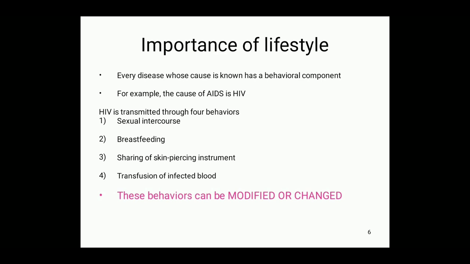And there are four behaviors that have been identified as a means through which HIV is transmitted from one person to the other. The first one is sexual behavior. The second one is breastfeeding. The third one is sharing skin piercing instruments such as blade, needle. And the fourth one is transfusion of infected blood. You will see that each one of these behaviors, individuals have the ability to control and change or modify. So once you take a disease and you know the cause, there are behavioral components that are associated with it. And in health promotion, once we know the behaviors involved, then we are in a position to educate people in order to prevent these behaviors from leading to disease.